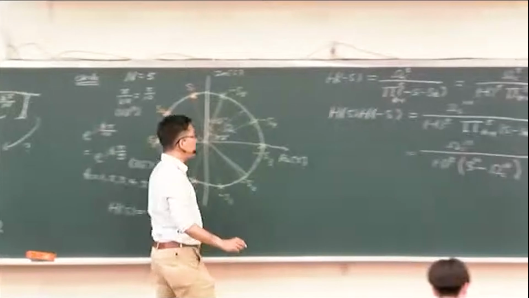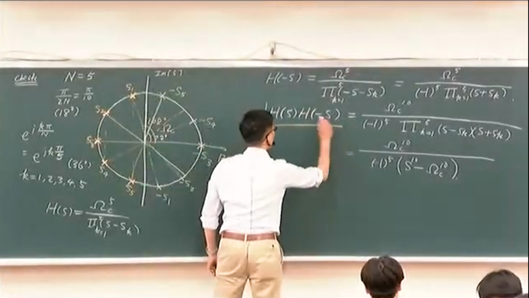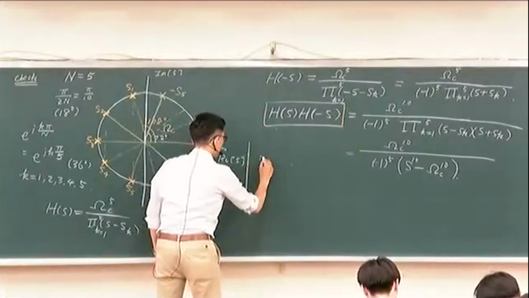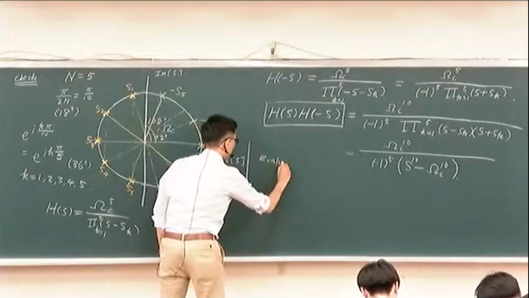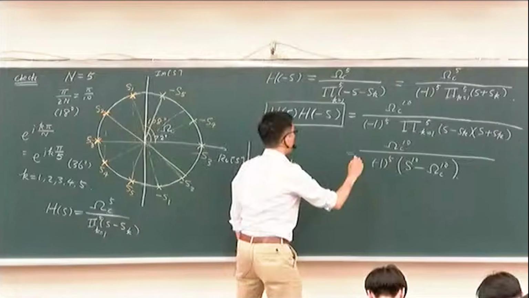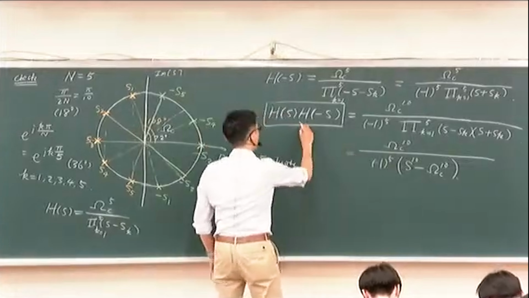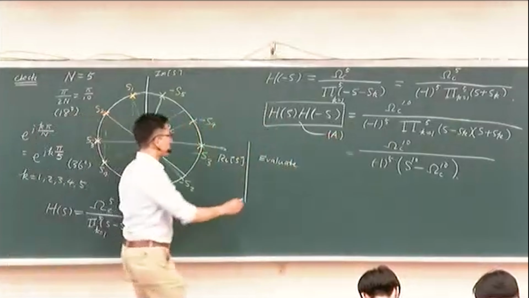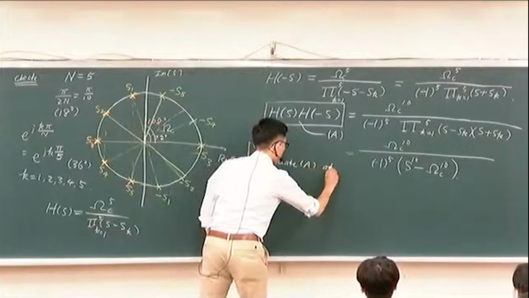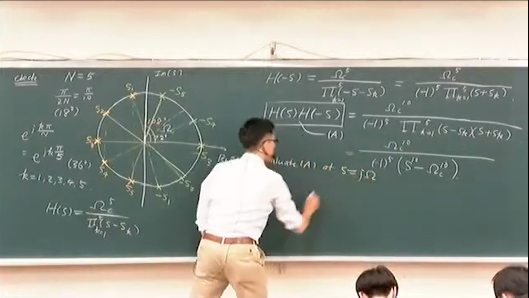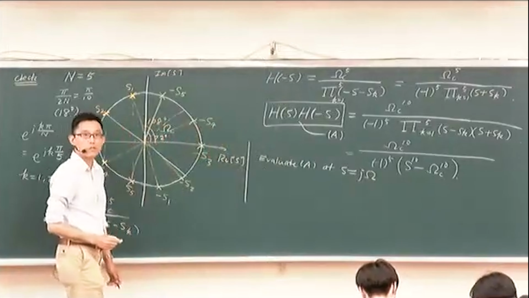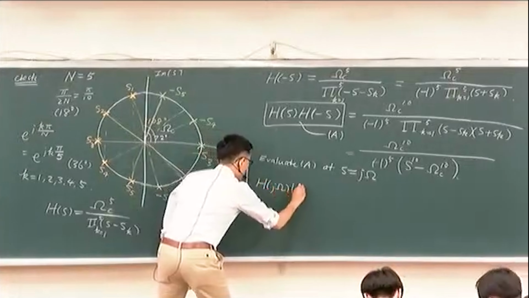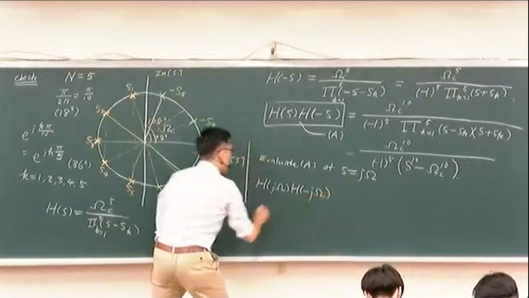So now, finally, we can evaluate this expression. Let's say this is expression A. Let's evaluate expression A at s equals j omega and see what we get. That's the next step. We're going to evaluate this expression at j omega, minus j omega.